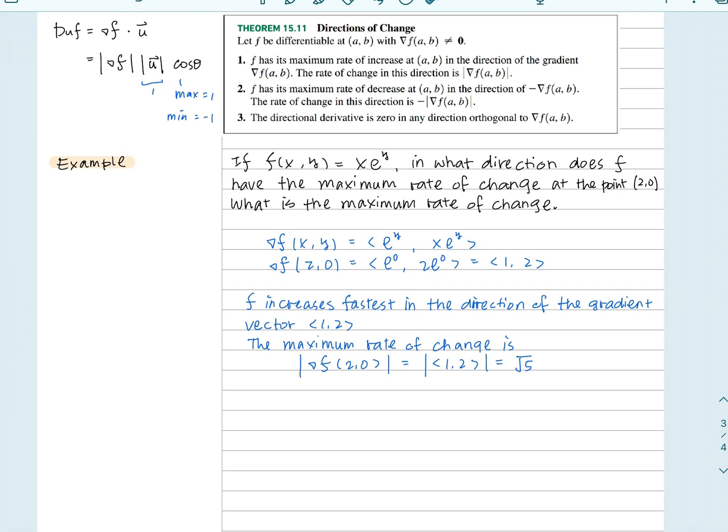All right, so this is directional derivative. It gives the rate of change of a function in any given direction. And then we also have the gradient vector. So we can use that to find the direction where we can get the maximum rate of change of the function.